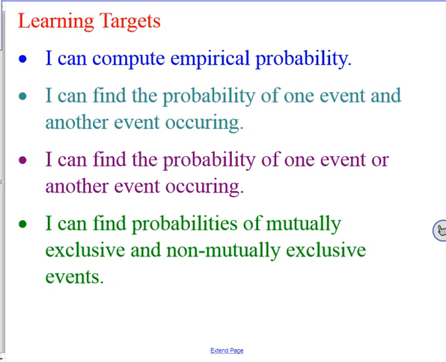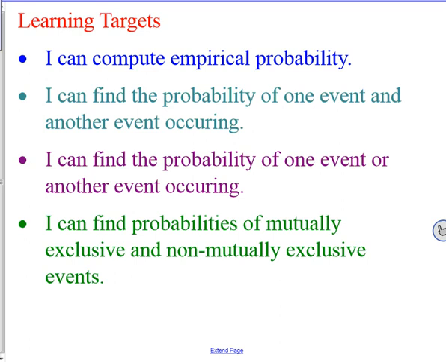All right, hello. Today we're going to talk about empirical probabilities. We've been doing a little bit with counting and theoretical situations, but this is going to be more real world. So we're going to look at probability of one event and another event, one or another, and mutually exclusive and non-mutually exclusive events. So we're going to talk about those things.